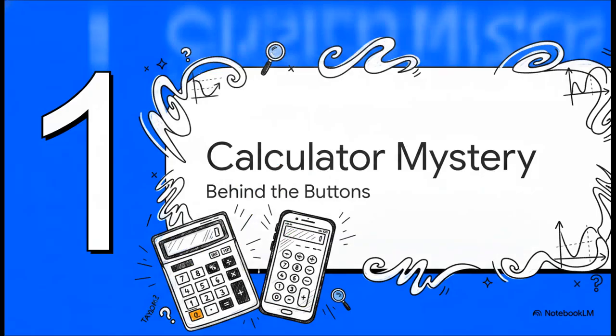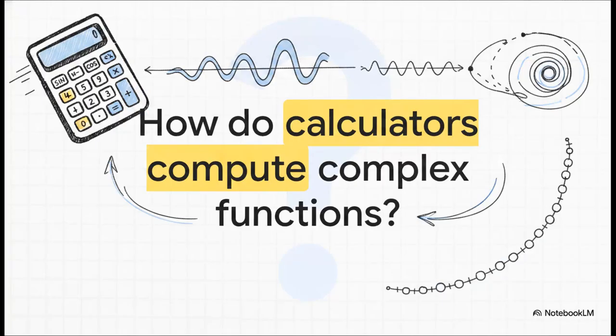So part one, the calculator mystery. Okay, let's dive right into this. We all rely on calculators, right? Whether it's a physical device sitting on your desk or just the app you pull up on your smartphone. But imagine for a second typing a really complex function into that app. You hit the button for sine, cosine, or an exponential function, and boom, it gives you the exact answer instantly. So how do calculators compute these complex functions so incredibly fast? It honestly feels like magic, but it's actually driven by a very, very clever mathematical trick.